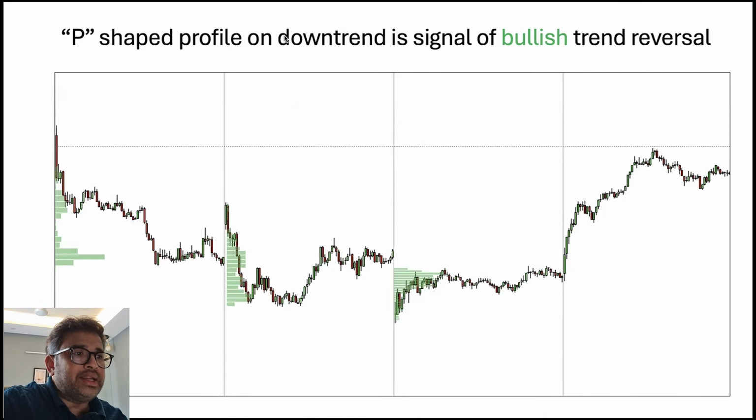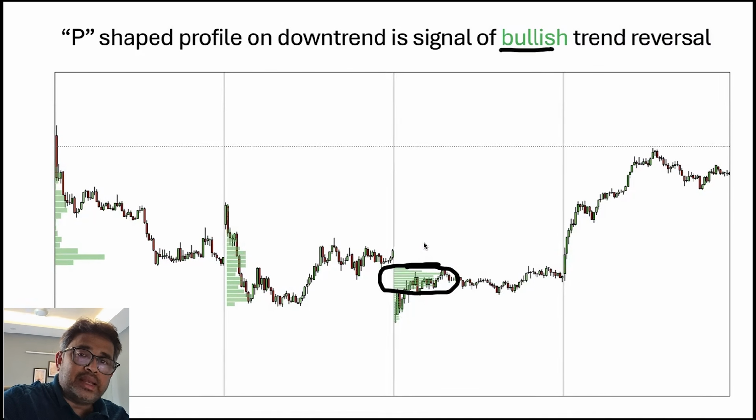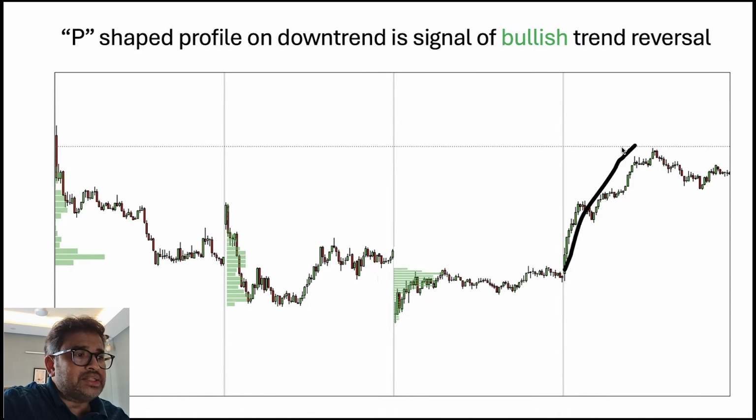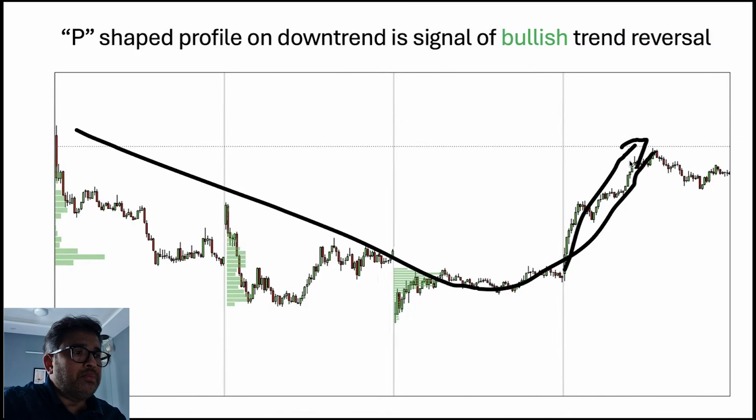A P-shape profile means what? It is bullish, right? So that means now big players are aggressively accumulating. That means there are chances of a trend reversal. And next day you can see that there is a trend reversal, from bearish it became bullish.